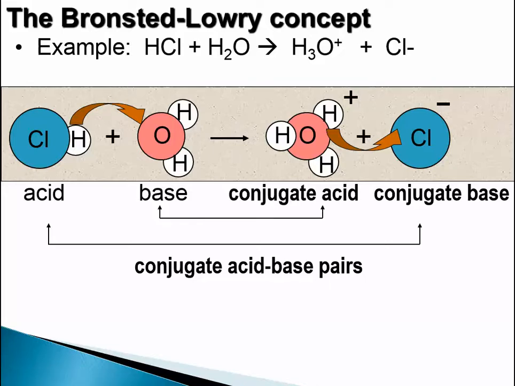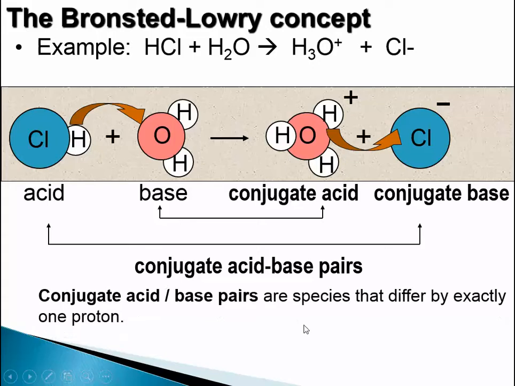And then we have these things called conjugate acid-base pairs. So notice the HCl is matched up with the Cl minus, and the base water here is matched up with the H3O plus conjugate acid. The definition is conjugate acid-base pairs are species that differ by exactly one proton. So notice HCl here is an acid. Its conjugate base is Cl minus. H2O here is a base in this reaction, and in the reverse reaction, its partner there is the H3O plus, which is the conjugate acid.